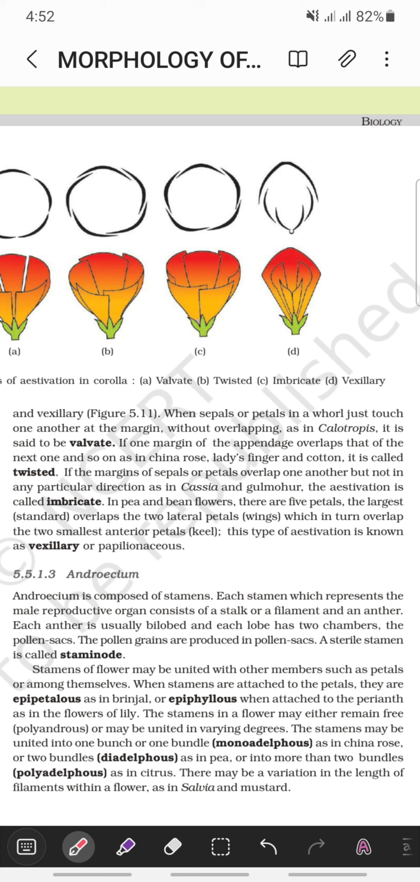If one margin of the appendage overlaps that of the next one, and so on, as in china rose, lady's finger, and cotton, it is called twisted. If the margins of sepals or petals overlap one another but not in any particular direction, as in cassia and gulmohar, the aestivation is called imbricate. In pea flowers, there are 5 petals. The largest, the standard, overlaps the two lateral petals, the wings, which in turn overlap the two smallest anterior petals, the keel. This type of aestivation is known as vexillary or papilionaceous.